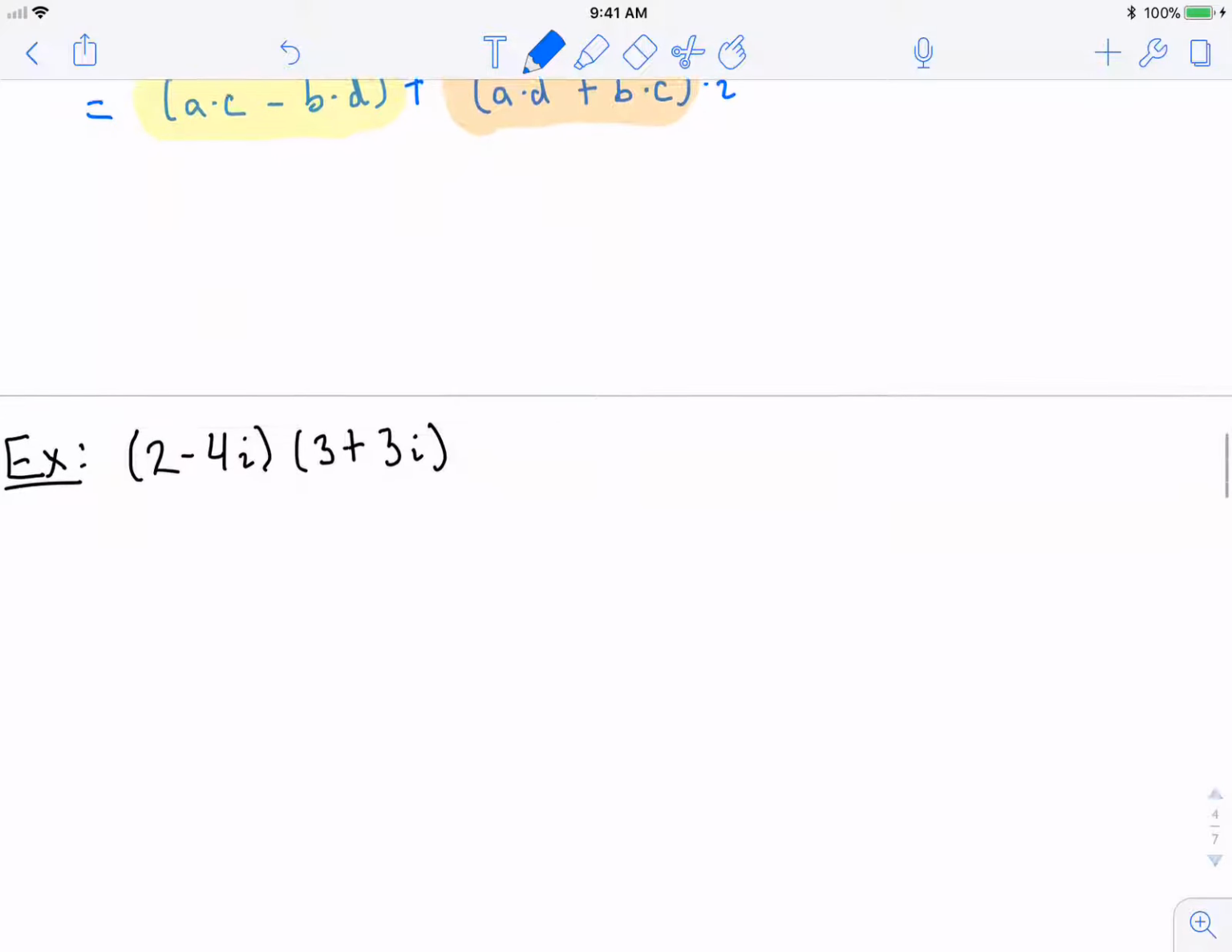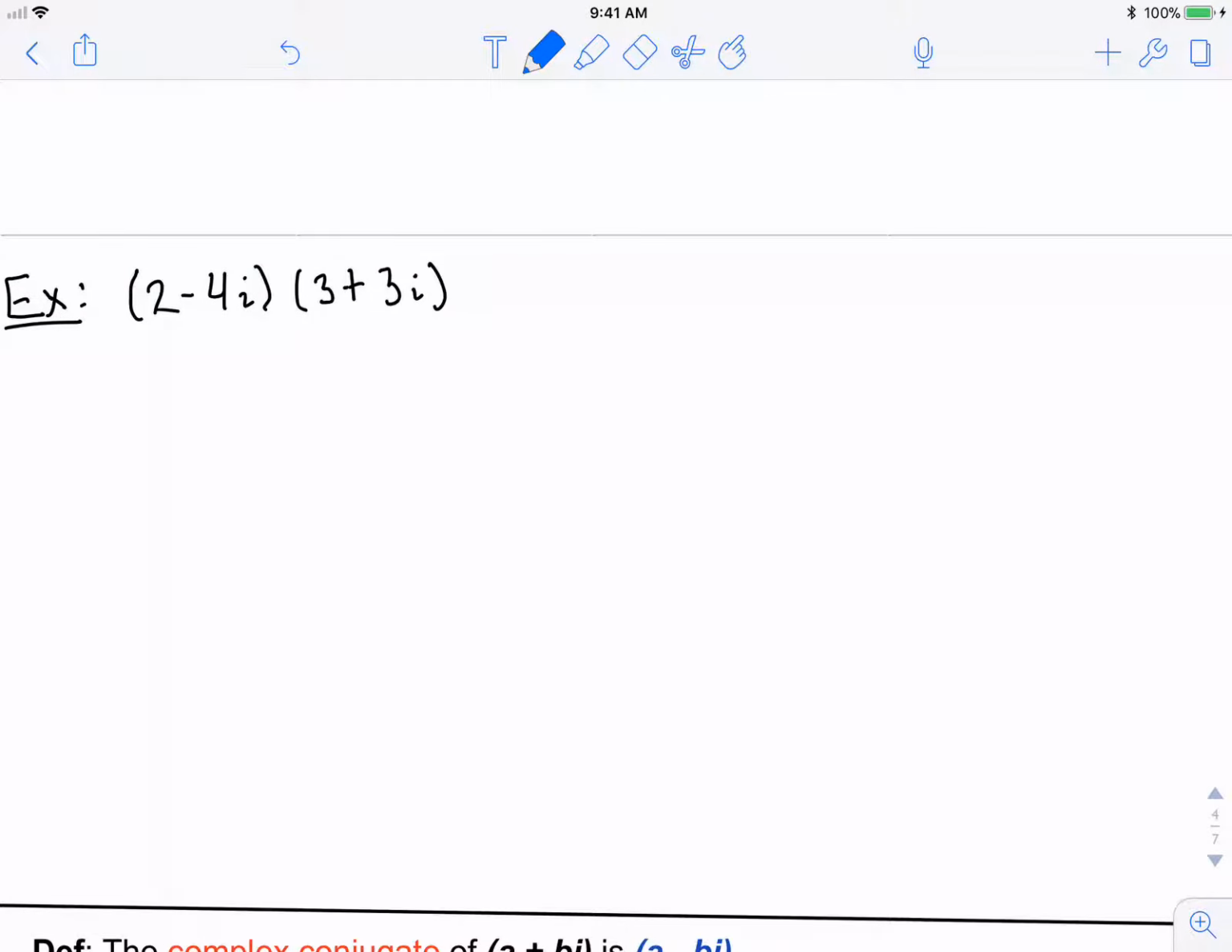So let's do an example here. Again, we'll just FOIL and follow the rules. 2 times 3 is 6, plus the outer two. So this is plus 2 times 3i. Now the inner two, plus -4i times 3, plus the last two, which is -4i times 3i.